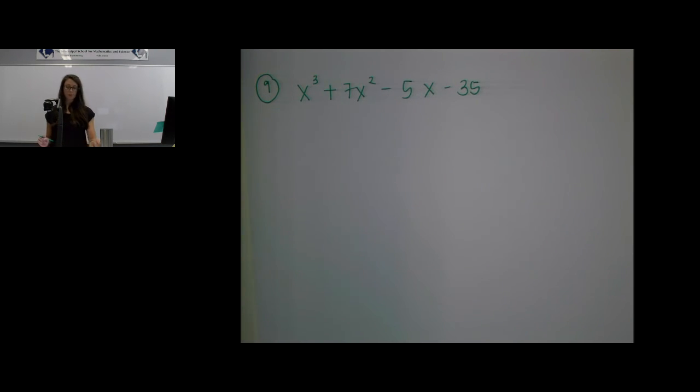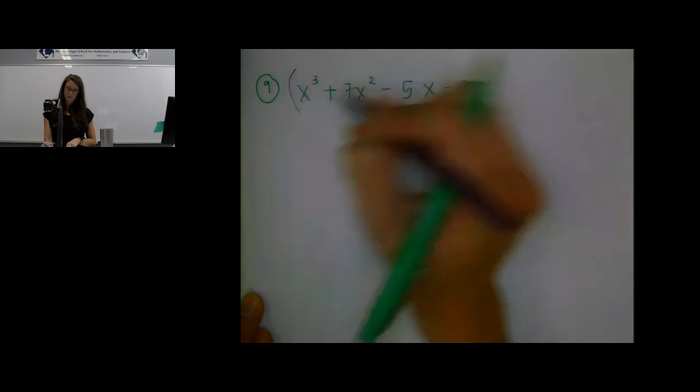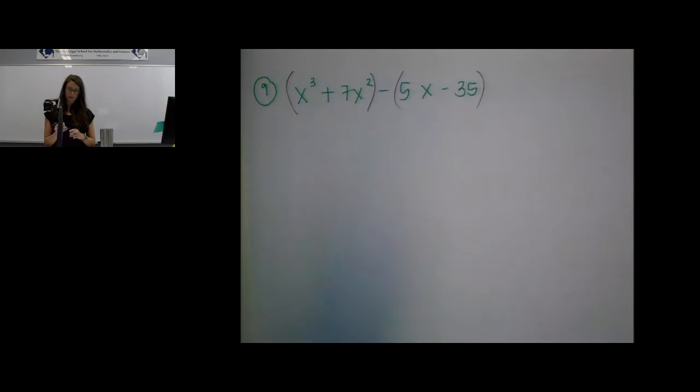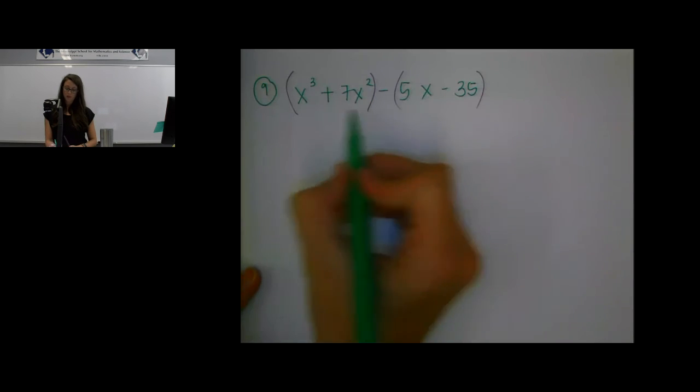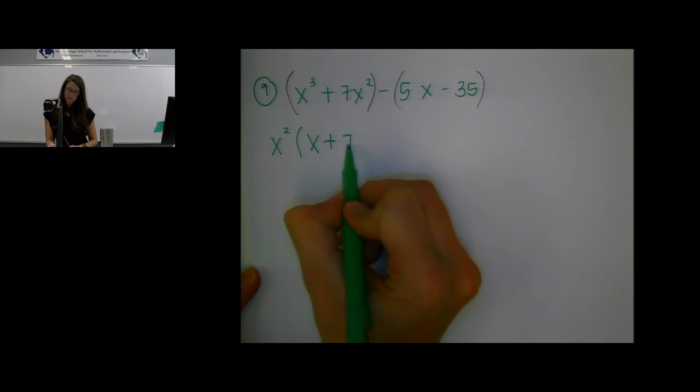Okay, so, is there a greatest common factor here? There's no greatest common factor. How many terms do I have? I have 4. So that means I'm going to group 1 and group 2. Out of the first grouping, what can I factor out? It's an x squared. So I'll be left with x plus 7.